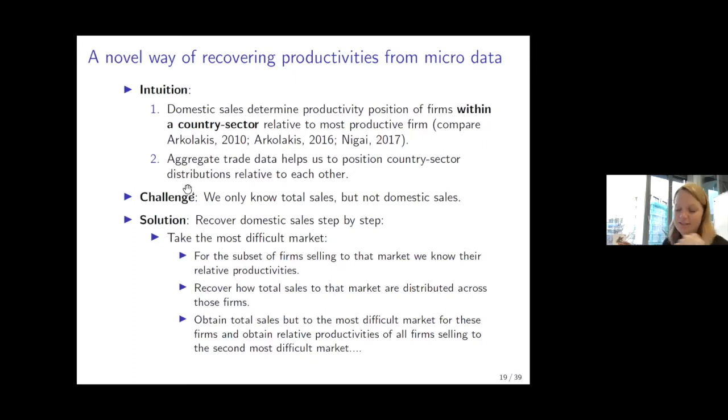Just as domestic sales give us a relative ranking of all the firms in an economy, this is true for a subset of firms that export to the same set of countries. So take the most difficult market, defined as the market where the smallest share of firms exports to. For that small set of exporters, we can do exactly what we can do for domestic sales: rank them accordingly and get their relative productivities. Once we have that, we know total sales to that most difficult market, and we know how the individual sales have to be distributed across those firms, because we know how they are positioned relative to each other. So we can distribute those total sales to that most difficult market across these firms and take these sales out from their aggregate sales.